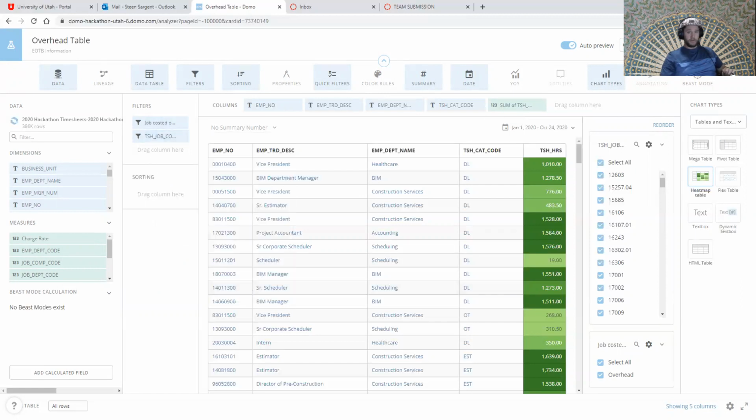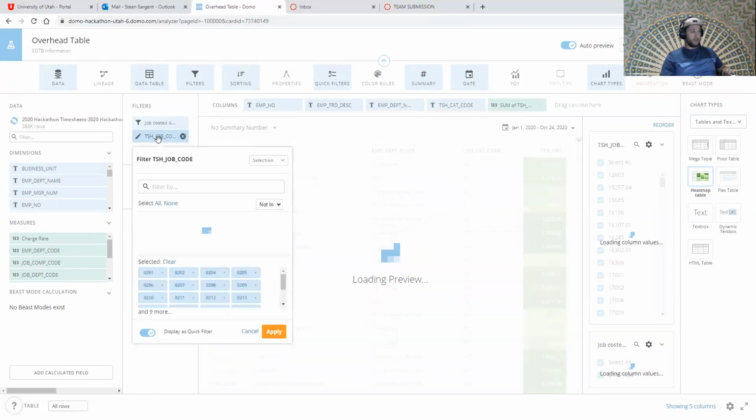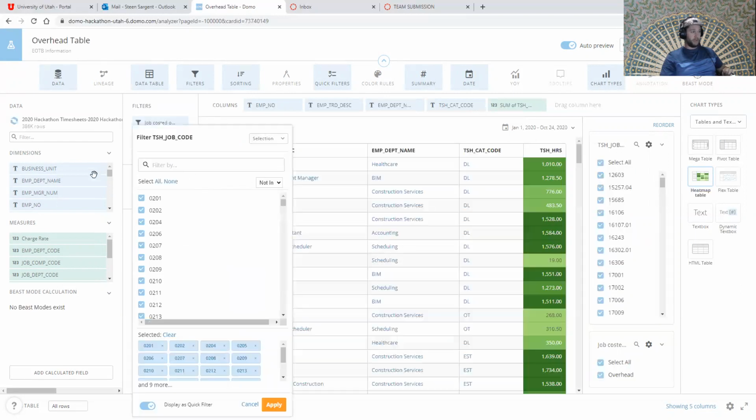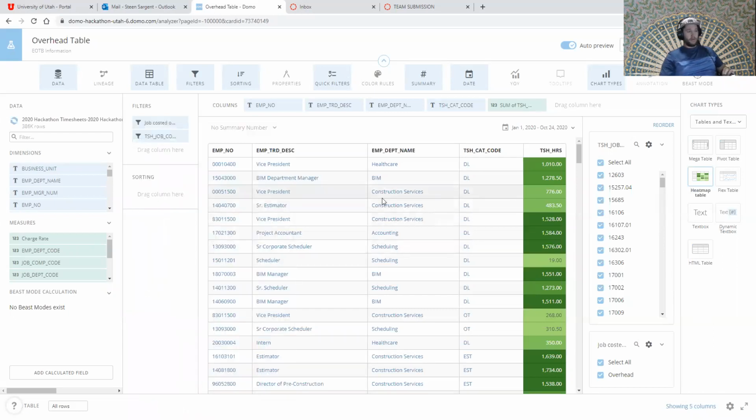We were also told that the TSH job codes that are equal to a length of 4 are considered overhead. By looking at all the overhead jobs and filtering out the rest, we can see all the employees who are currently on the bench, i.e. employees who are allocated to overhead but are using the job codes of job costed.